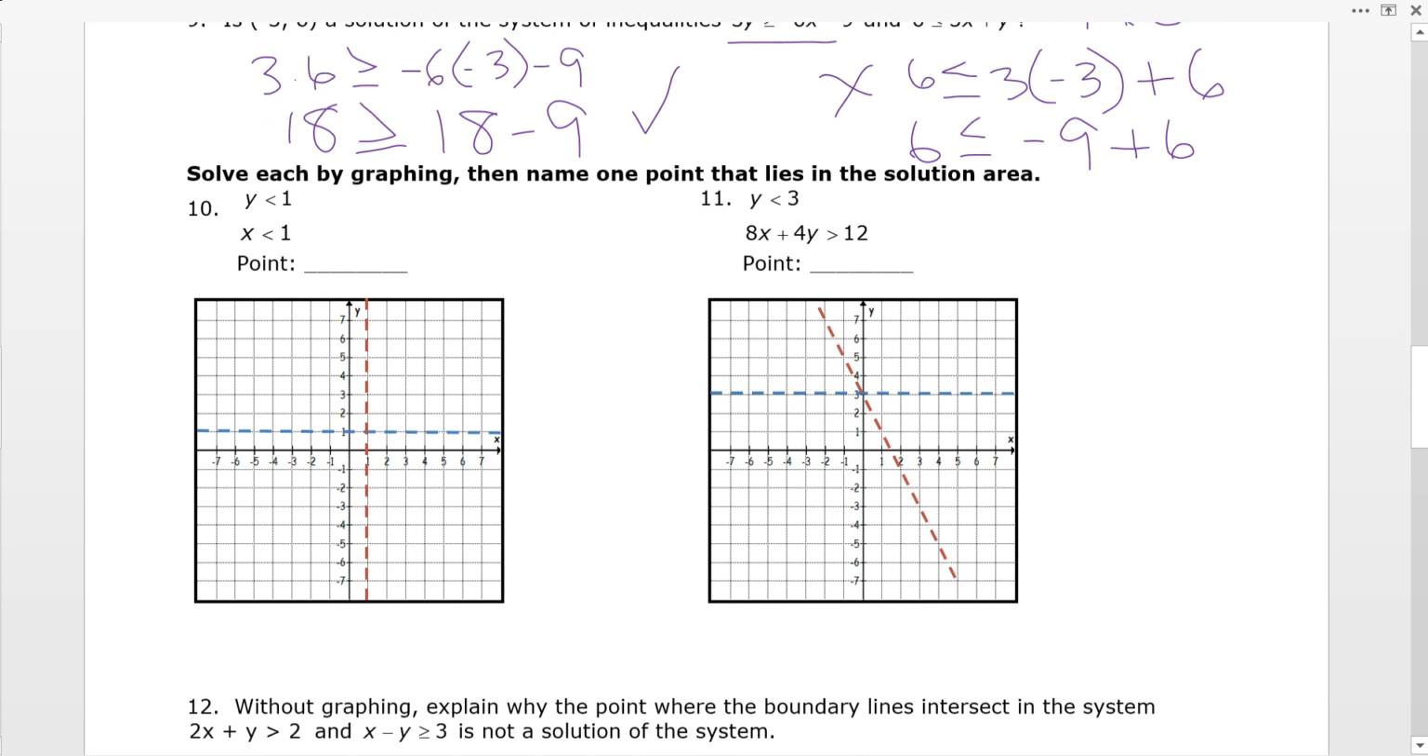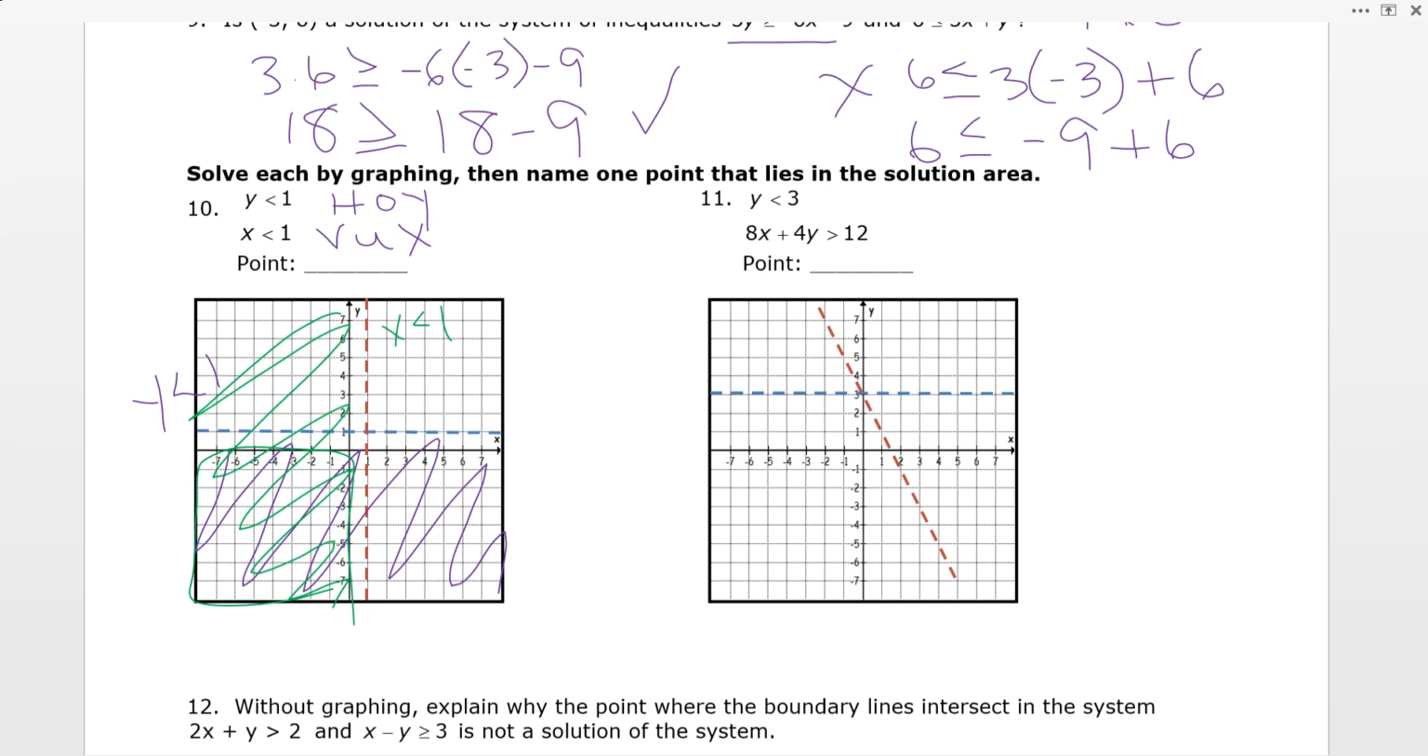On 10 and 11, I went ahead and drew the lines in because I can make them straight and neat that way. So remember, y is horizontal, so that's my horizontal line. x is vertical, that's my vertical line. This one right here is y less than 1, so I would shade underneath. x is my vertical line, so this one is x less than 1, which means I'm shading to the left. So my solution is going to be in this bottom quadrant 3 and a little bit more. But I can't pick a point on the line because they're both dotted lines. So I could pick -1, -1 as a point that is a solution to my system of inequalities.